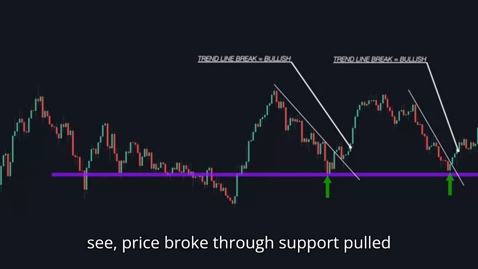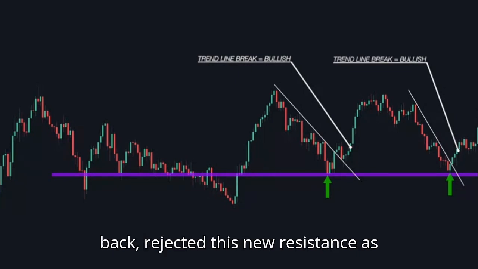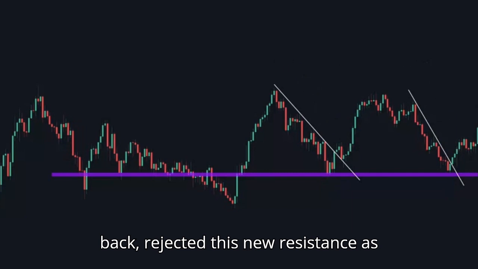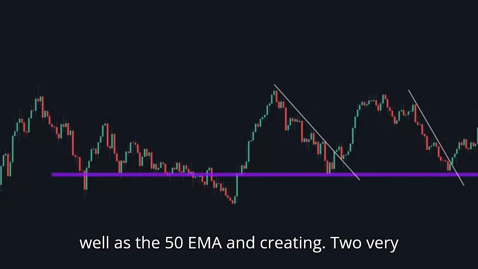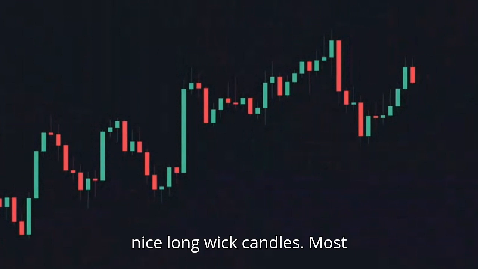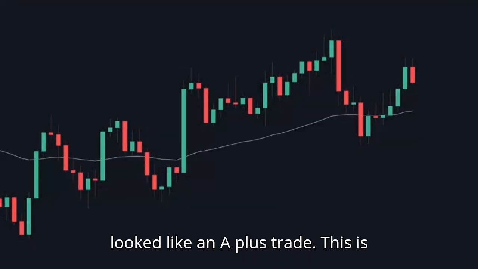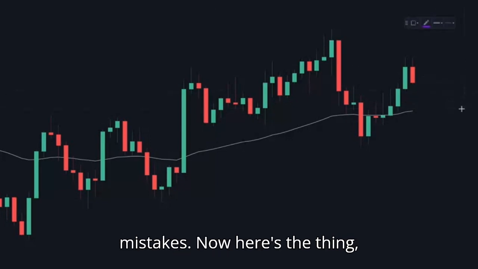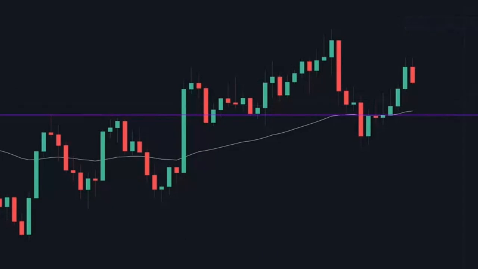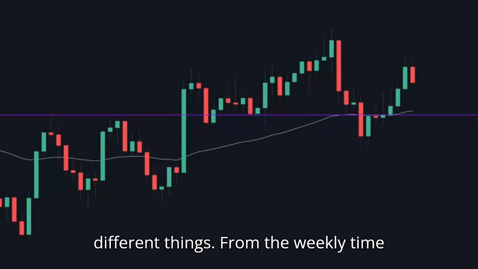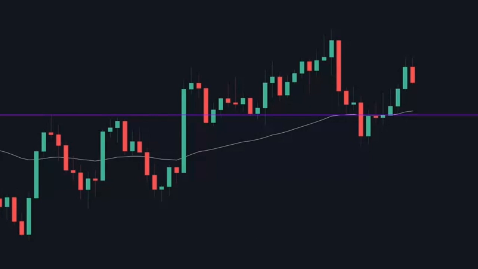As you can see, price broke through support, pulled back, rejected this new resistance as well as the 50 EMA and creating 2 very nice long wick candles. Most people would have taken the short as it looked like an A+ trade. This is where beginners make their biggest mistakes. Now, here's the thing. The time frames are telling you 2 different things. From the weekly time frame, you have a short bias.